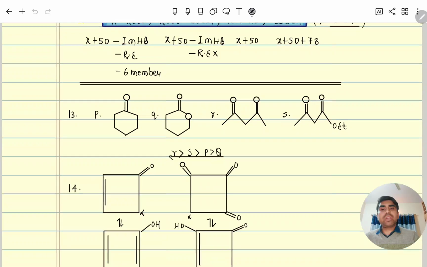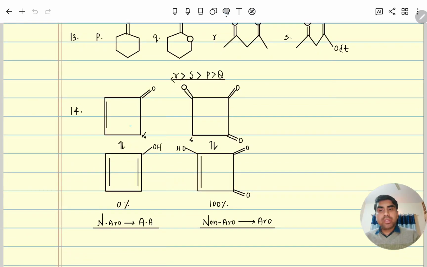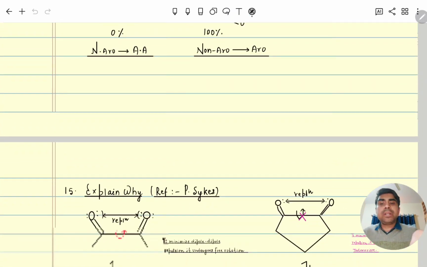Clear? Similarly, you can see here, if we do tautomerism, the alpha carbon is there, so here it is non-aromatic and is becoming anti-aromatic, so its percentage will be very less, not possible. If suppose here we are doing tautomerism, it has all carbons sp2 and it has 2 pi electrons. So from non-aromatic to aromatic, this will be 100%, factor 1 which we discussed when enol percentage is more.